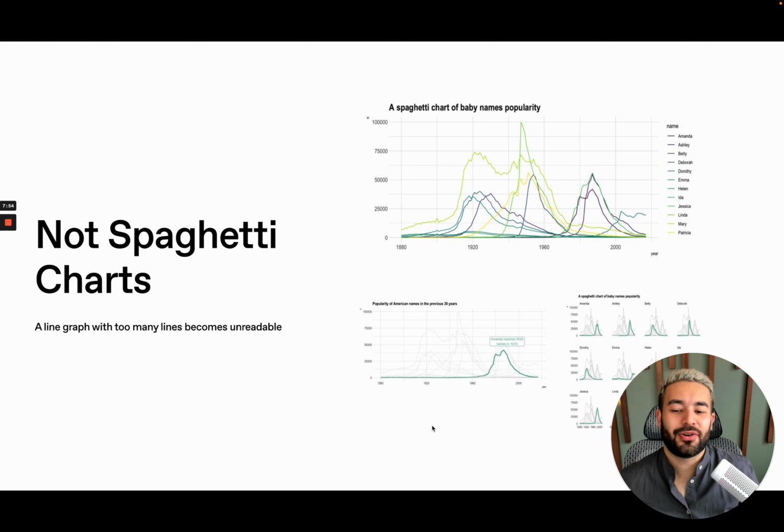Spaghetti charts. I really like this name because this is something that happens a lot, and it's when you are using line charts and you have a lot of them, it starts to become really hard to understand the data, because it becomes like spaghetti. It becomes unreadable. So one good practice could be to make some interactions so users can focus on only one at a time, or you can use something like small multiples, like you see in the other example, to make sure that the information is more clear.